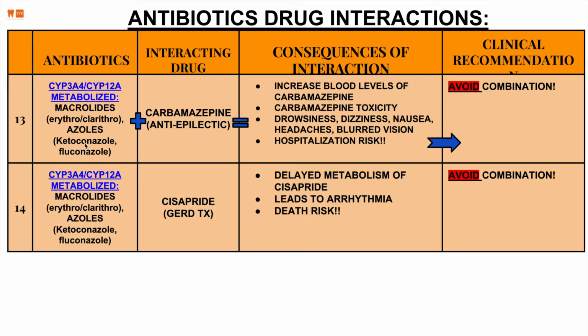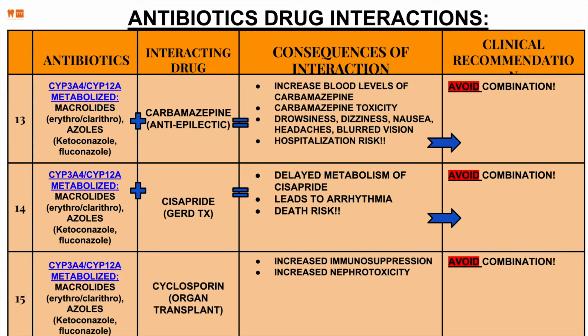Drug number 14, same category, with the GERD treatment, which is cisapride. We will have delayed metabolism of cisapride, leading to arrhythmia, and there's a death risk. Now, I know this is not much of a common drug, but it was in the category when we went through the resources in Malamed and Little and Falace. Drug number 15. We have macrolides and azoles mixed with cyclosporin, an organ transplant drug. It's an immunosuppressant, right? So it will lead to increased immunosuppression, increased nephrotoxicity because it's not leaving the body. So we avoid the combination.